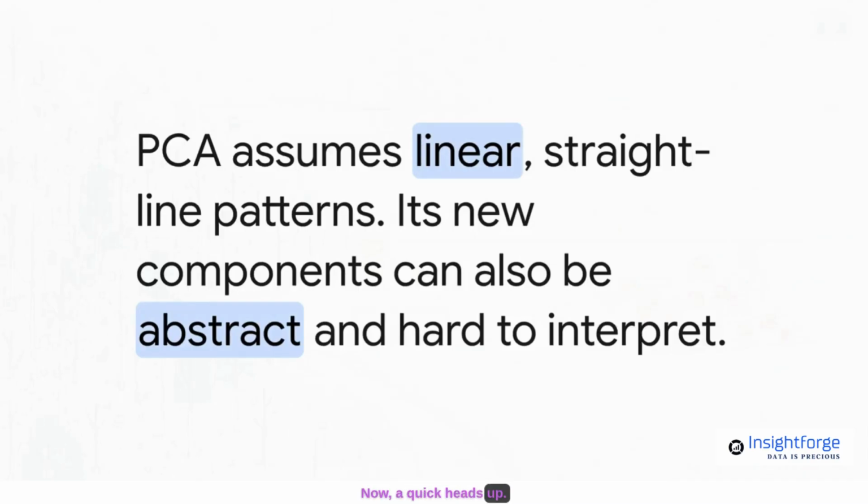Now, a quick heads up. PCA isn't a magic wand for every single problem. It does have a couple of quirks. For one, it assumes the patterns in your data are linear. Straight lines. So it's amazing for that, but it can sometimes miss more complex, curvy relationships. And the new components it makes are these mathematical cocktails of your original features, which means sometimes they can be a little abstract and a bit tricky to explain in simple terms.